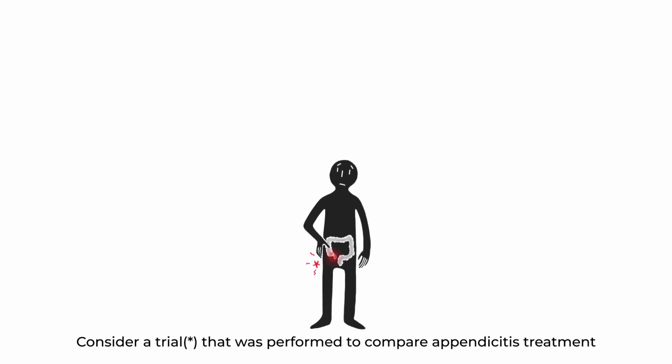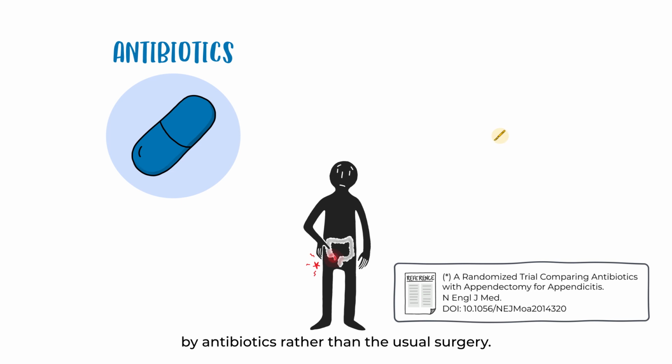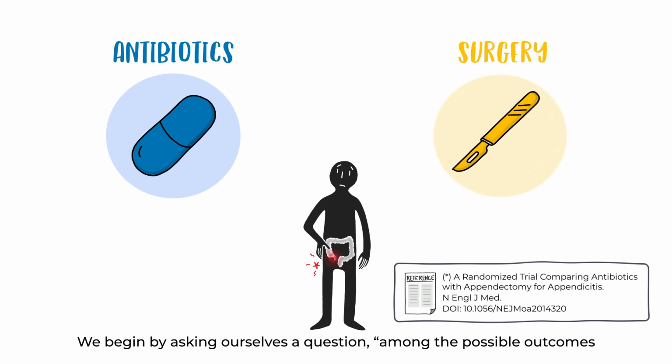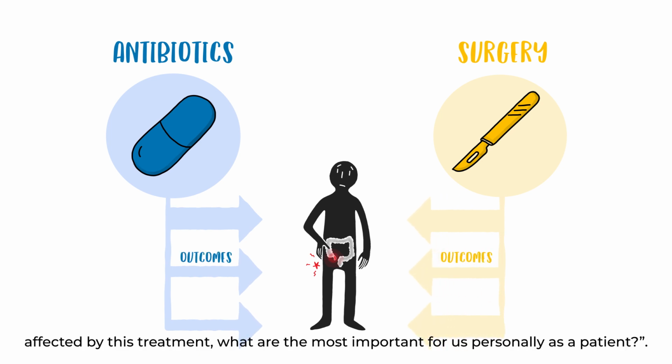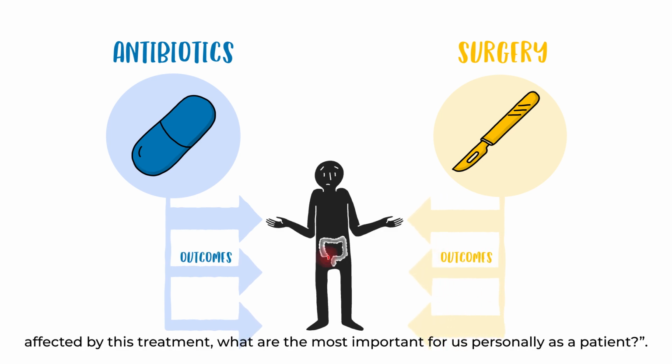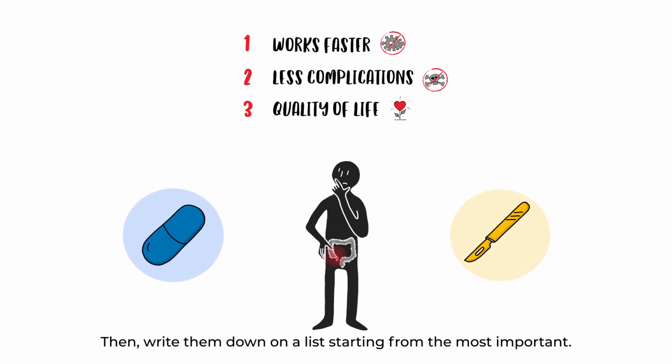Consider a trial that was performed to compare appendicitis treatment by antibiotics rather than the usual surgery. We begin by asking ourselves a question. Among the possible outcomes affected by this treatment, what are the most important for us personally as a patient? Then write them down on a list starting from the most important.